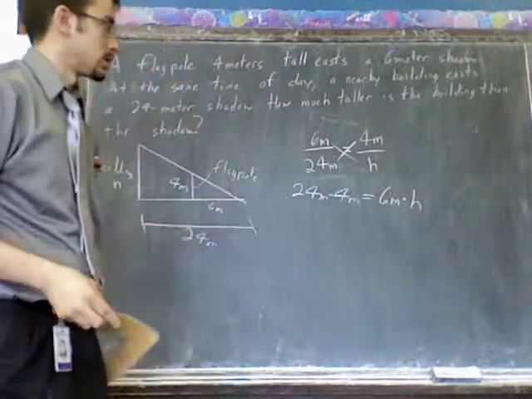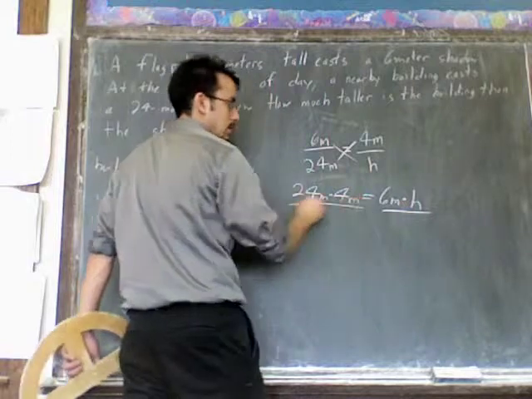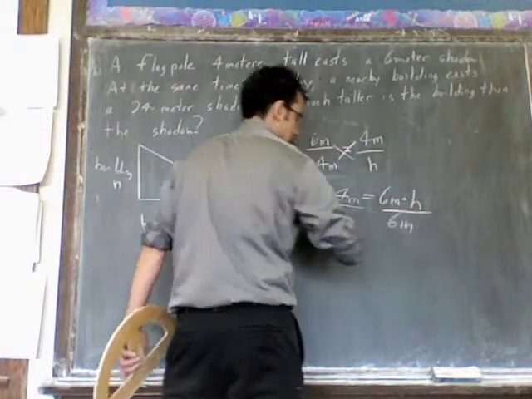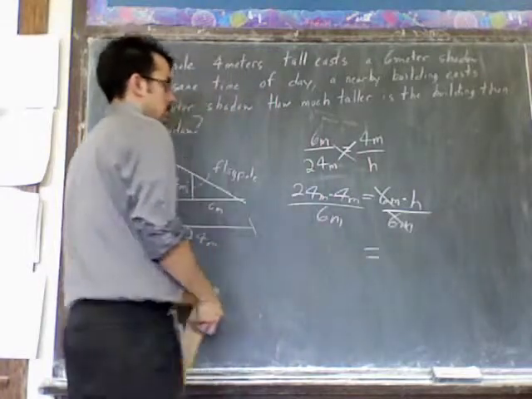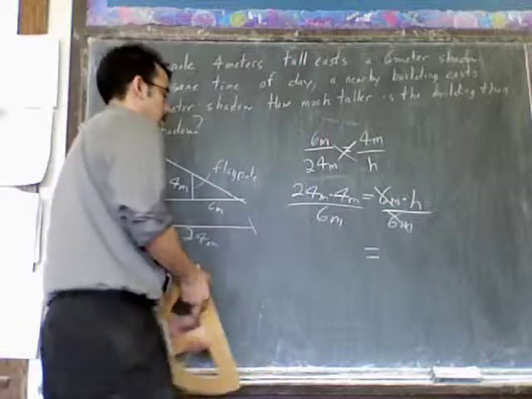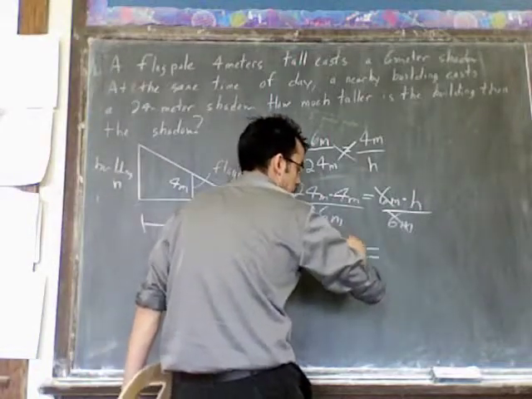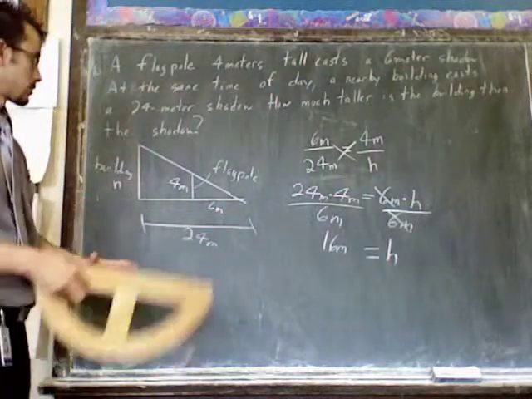And luckily these are pretty easy to solve. I want to get the height alone. It's being multiplied by 6, so I divide by 6. 6 meters, 6 meters. Let's see if we cancel some stuff out. 24 divided by 6 is 4. 4 times 4, we find out that our answer is 16 meters. We know that this building is 16 meters tall.